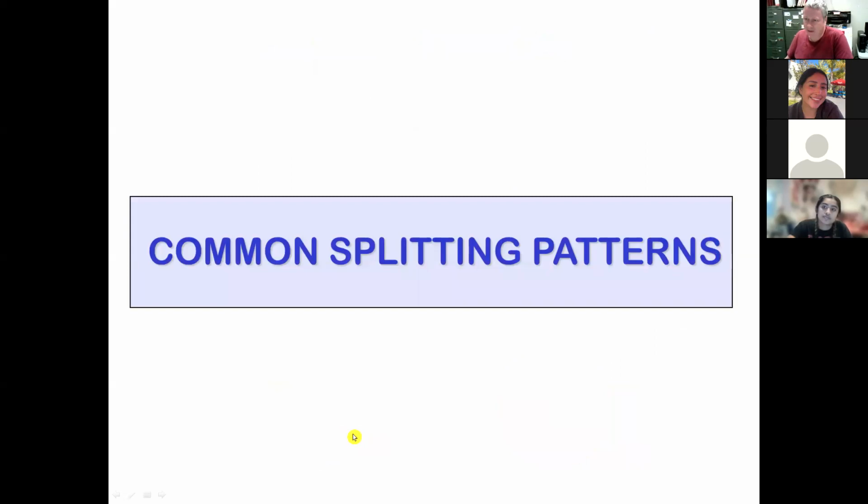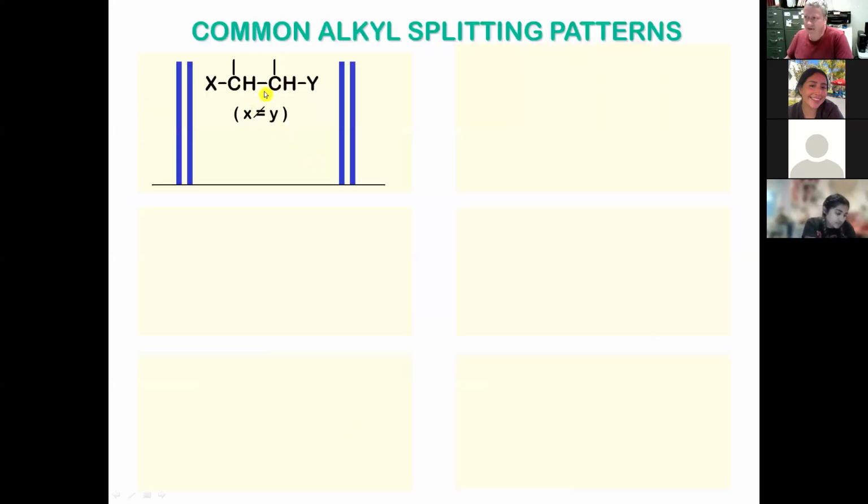Okay, common splitting patterns. This is a nice thing to think about. So if I just have a pair of CHs and X and Y are different, what's the splitting pattern going to be? Well, both of them have one neighbor. What's 1 plus 1? Doublet and doublet. So if you have a pair of CHs with different things on them, they should be a pair of doublets.